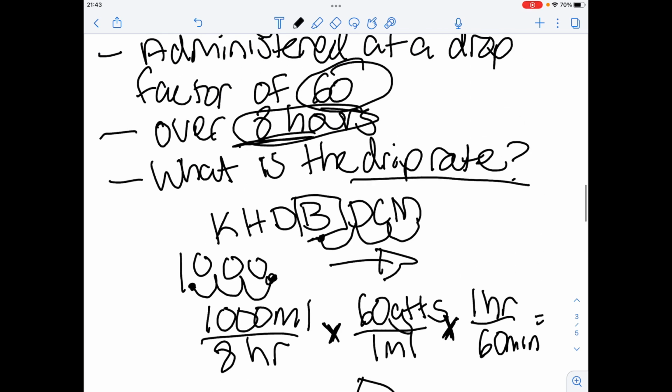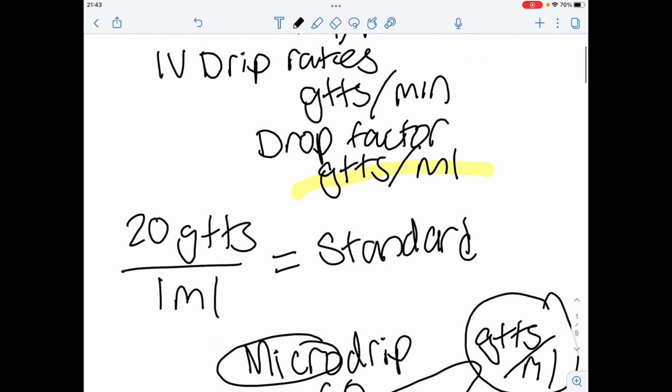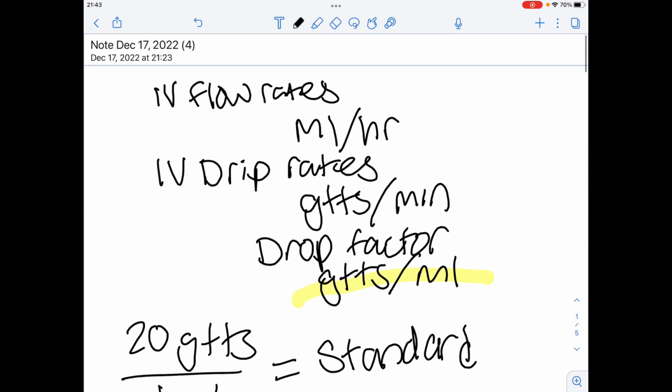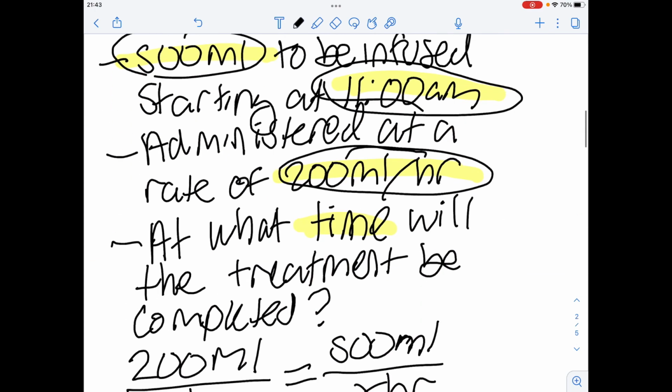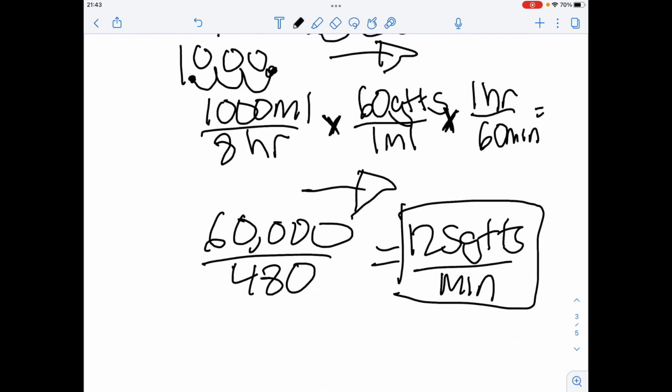It asks us to find the drip rate. The drip rate from before, we know, is drops per minute. We have drops per minute, so this is our answer.